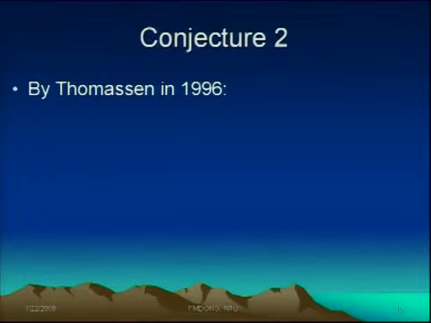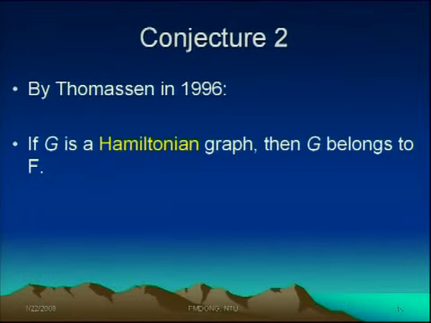Okay, and the next conjecture is Thomassen's conjecture in 1993, and the condition is that the graph must be Hamiltonian. So if the graph is Hamiltonian, then the graph belongs to F.